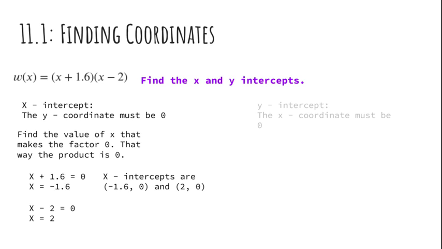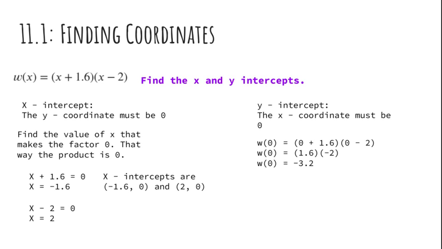For the y-intercept, just the same idea, but we make the x-coordinate 0. Plug 0 into our function to figure out what the output would be for y. In this case, we get negative 3.2. So there's our y-intercept. Great.